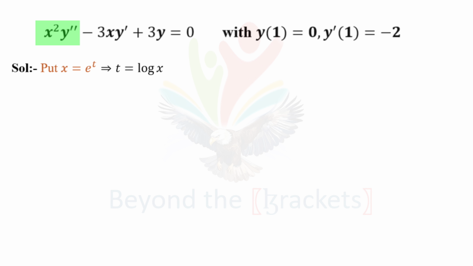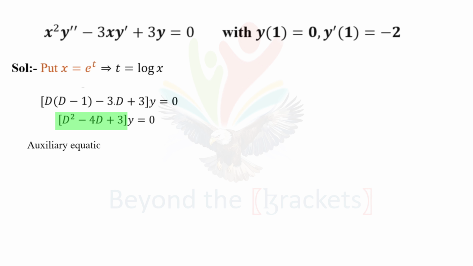Here the first term x square into y double dash is a second order derivative. So we get two factors, D into (D minus 1). Minus 3x into y dash is a first order derivative. So we get one factor, that is D, plus 3, and we take y common for all the terms, is equal to 0. Simplifying this further, we get the operator form (D square minus 4D plus 3) into y is equal to 0. Its auxiliary equation is obtained by replacing D with m and equating it to 0.